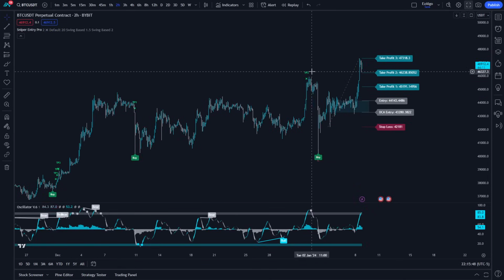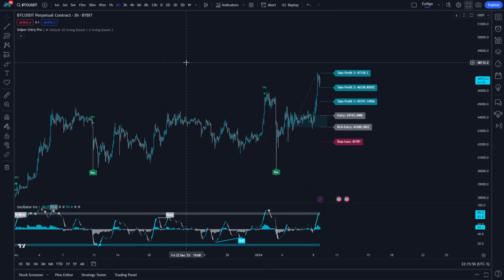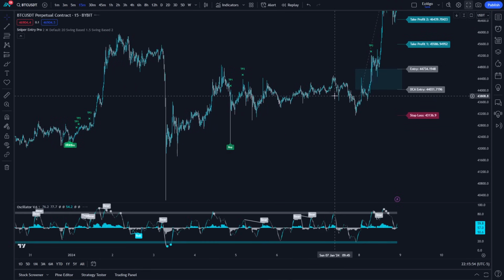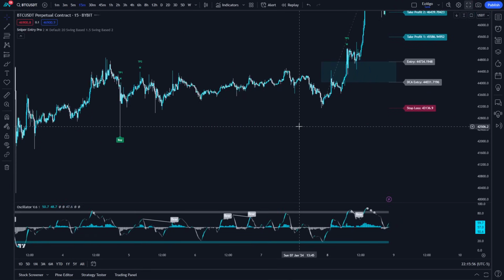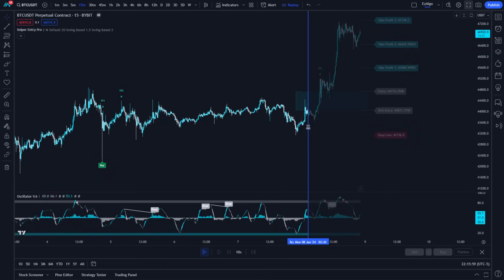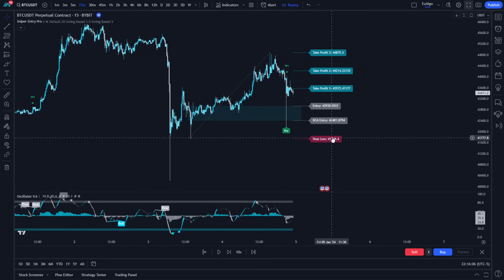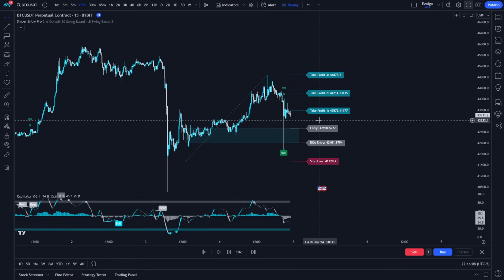This indicator works best on a higher time frame, like all indicators. However, you can still use this indicator on a lower time frame. Just make sure that you have your confluences in check. So for example, let's go on the 15-minute here. It looks like this was another winning trade. So as you can see, this is an example of a trade that I also would take.